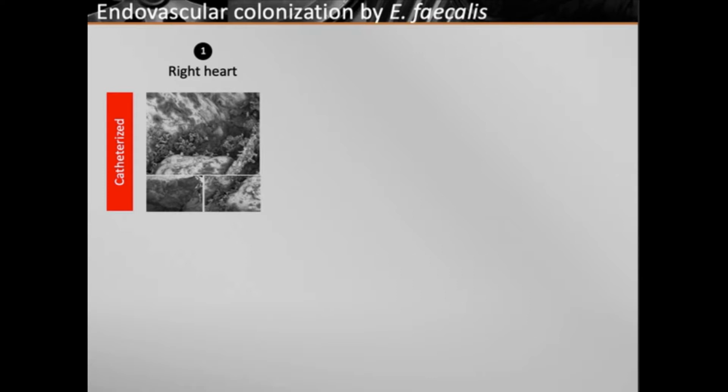Nobody ever just talks about endocarditis being anywhere else. But that's not what the word means. The word means colonization of the endocardium somewhere. But that's not what people say. They don't say what they actually mean. So this is in the right heart.